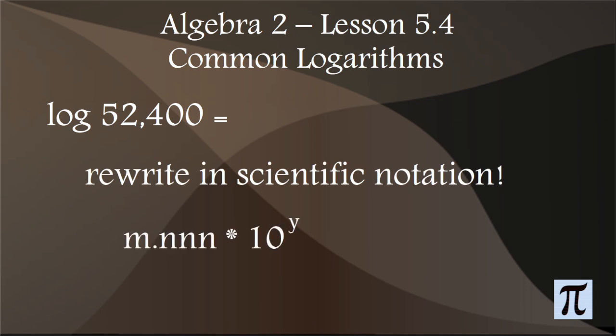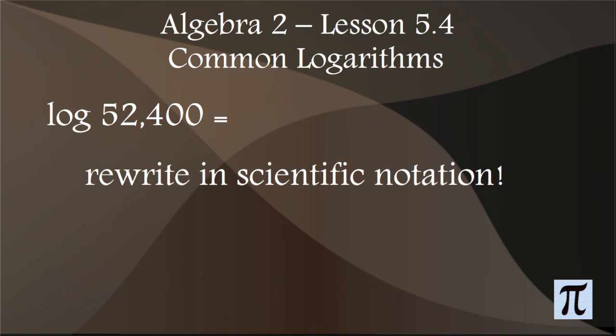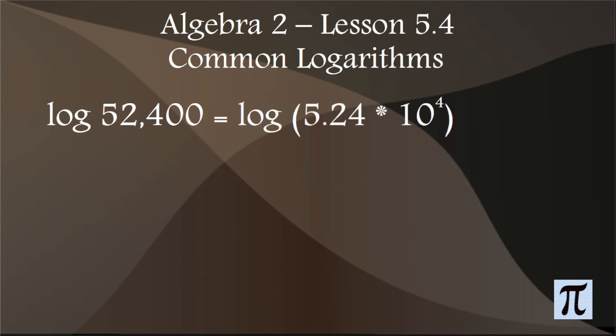As a quick reminder, scientific notation is a single digit, then a decimal, times 10 to some power. So for example, 4,500 would be written as 4.5 times 10 to the third power. Yes, this is scientific notation. We can't write it as 45 times 10 squared, even though that equals 4,500, because we have a 2-digit number here. So going back to 52,400, we can say that this is the log of 5.24 times 10 to the 4th power.